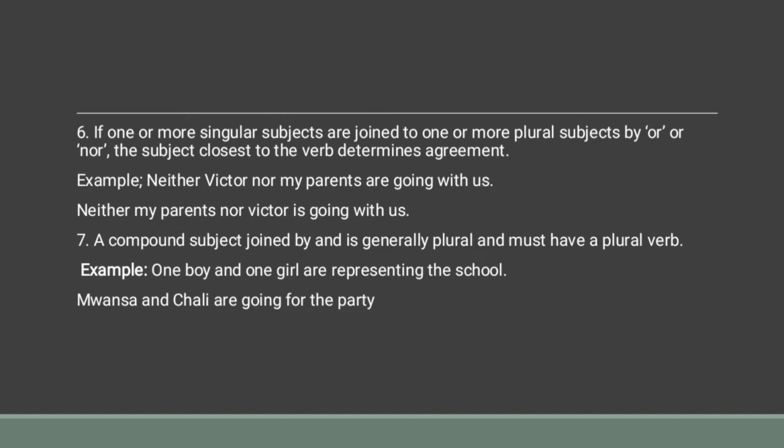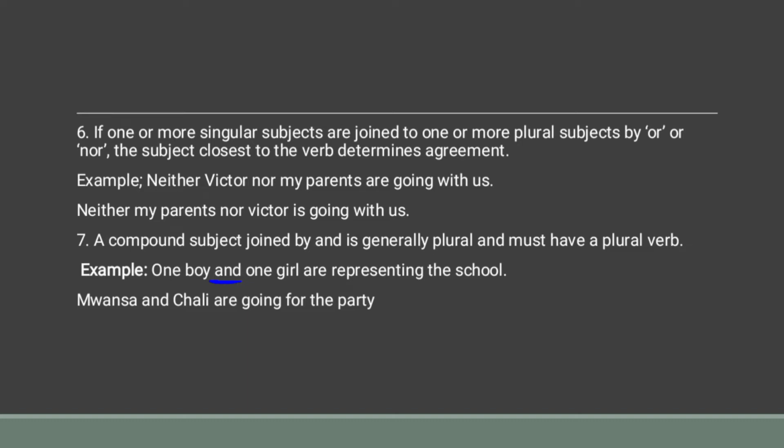Number 7. A compound subject joined by and is generally plural. It must have a plural verb. The subjects joined by the word and are plural and need a plural verb. One boy and one girl are representing the school. Because of the word and, we use are representing the school, because this is a compound subject. Mwansa and Charlie are going for the party. Are going, because of the word and.